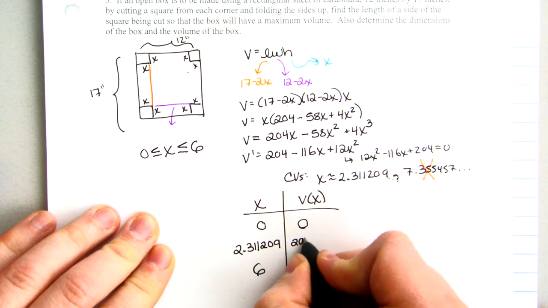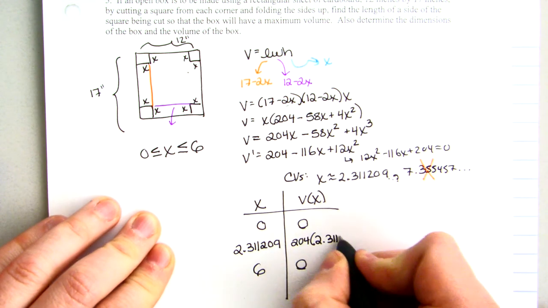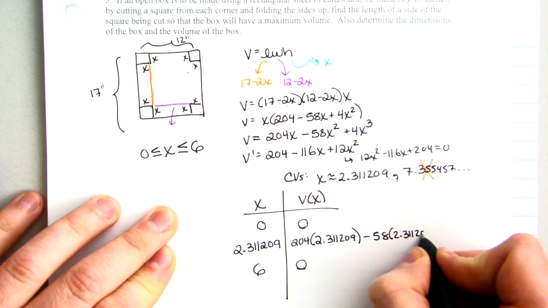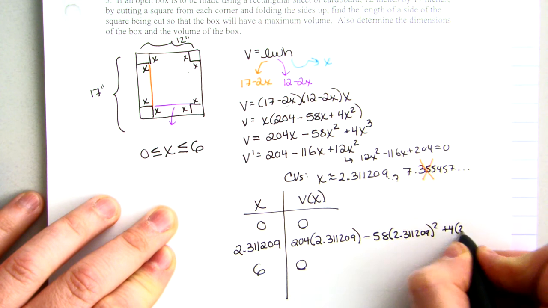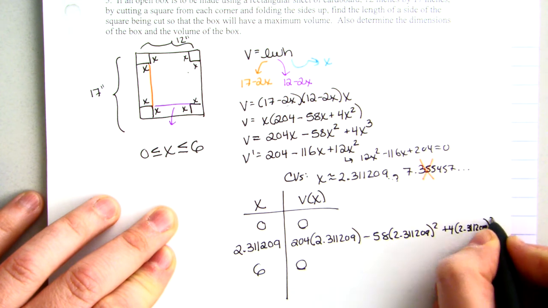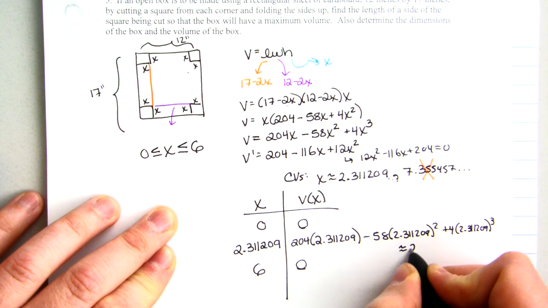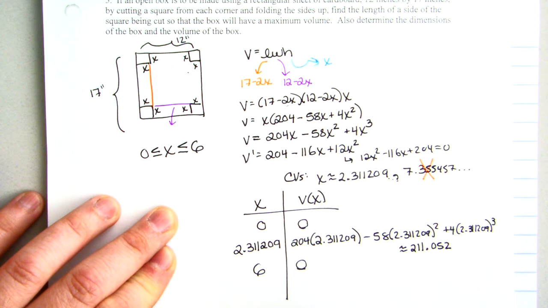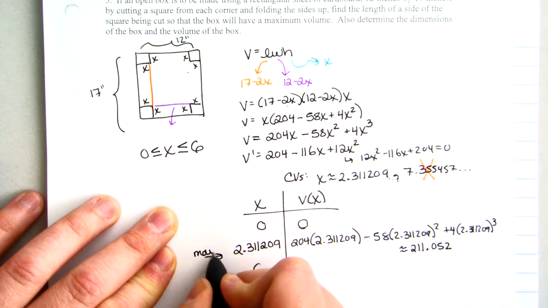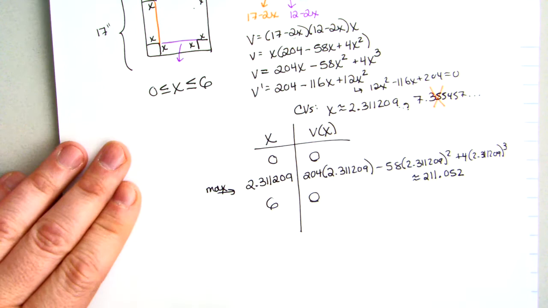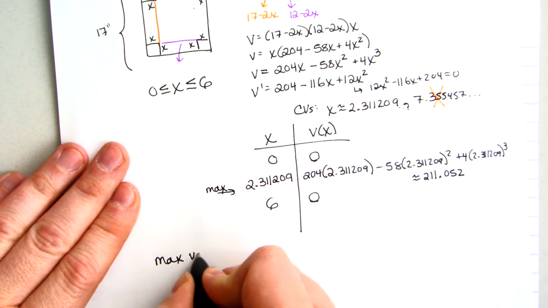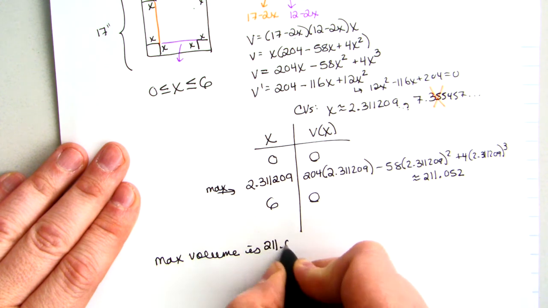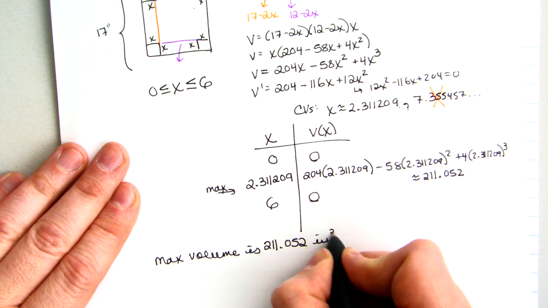Well, I'm going to go plug in 204 times 2.311209 minus 58 times 2.311209 squared plus 4 times 2.311209 cubed. That's going to give me about 211.052. And that's clearly my maximum. My maximum volume is 211.052 inches cubed.